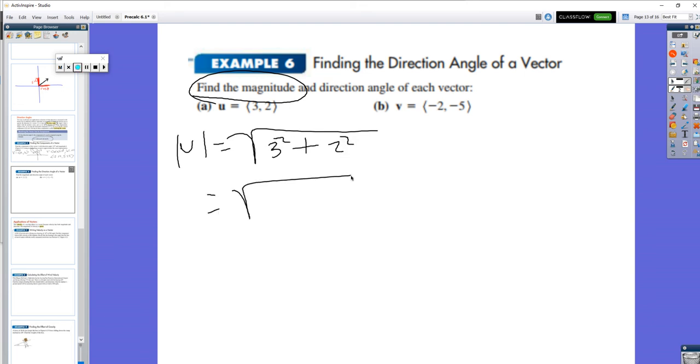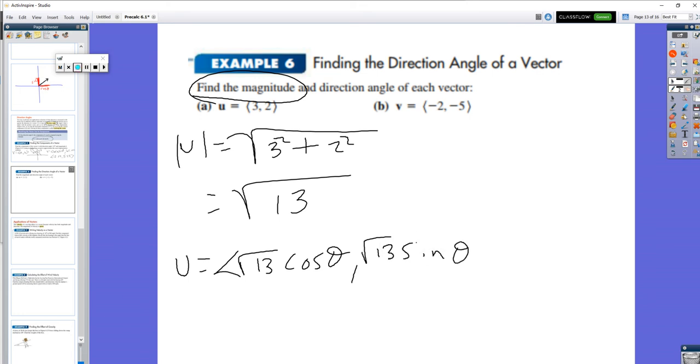And so we get the square root of 9 plus 4, so 13. And so then ultimately we can rewrite u to be the square root of 13 times the cosine of theta times the square root of 13 times the sine of theta. Now you might be saying, well, what are we doing this for? You're making it more complicated. Yeah, but we have a goal.